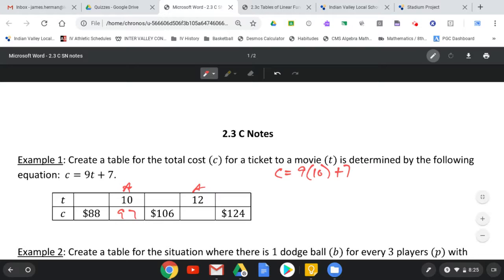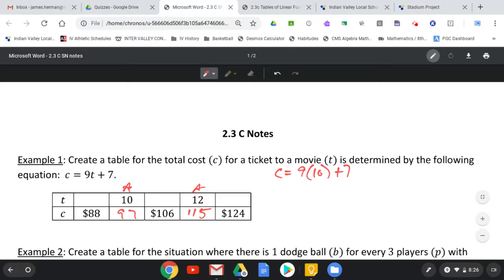I don't know how you guys do it in your head. I like to break things apart when it gets to double digits. 9 times 10 is 90. 9 times 2 is 18, and 90 plus 18 is 108. If you don't already know that 9 times 12 is 108. So 108 plus 7 is 115. All right, so that was how I did the first two, where I knew the input.